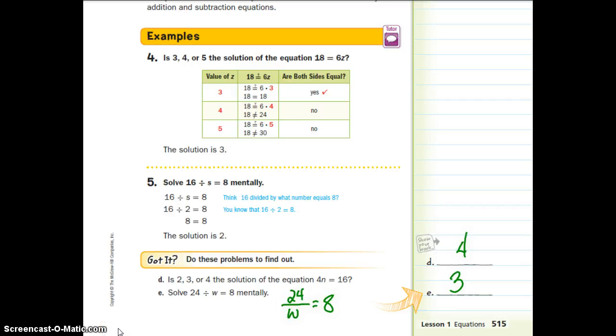I got a solution of 4 for D and a solution of 3 for E. And again, I wrote it algebraically. 24 over W equals 8.